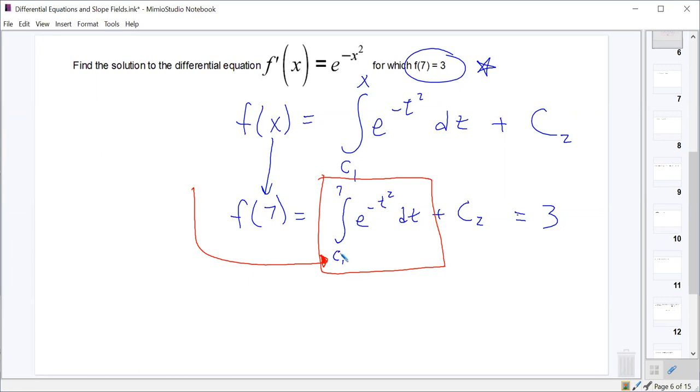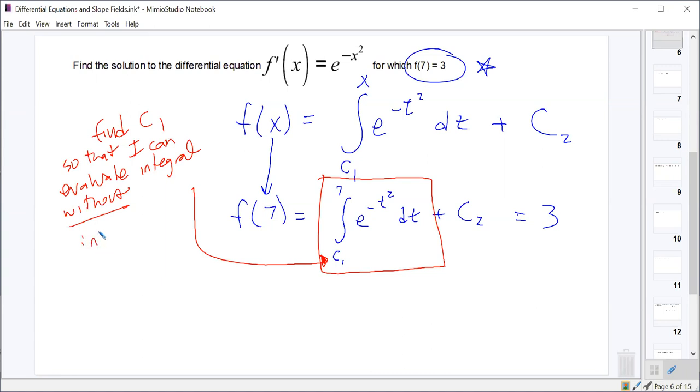Okay, so if constant 1 was 0, I'd have an integral from 0 to 7. So I'd have to find the function and evaluate that function at 7 and at 0. But I don't know that function, right? So I have to be able to evaluate this expression without actually knowing what that integral is. So what we need to do is find C1 so that I can evaluate the integral without integrating. That's what we need.